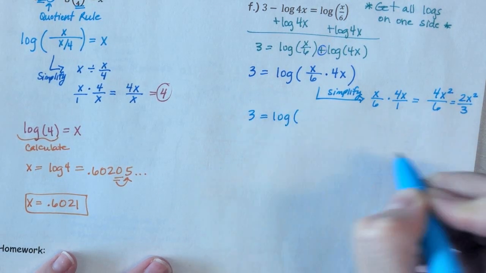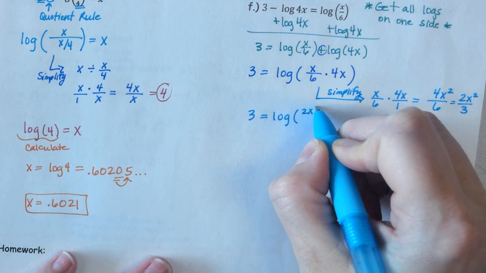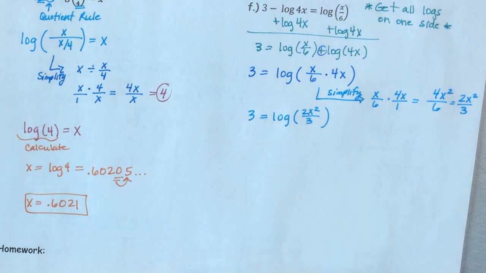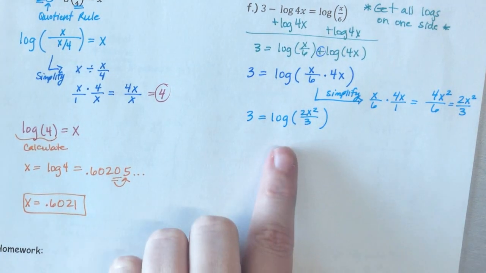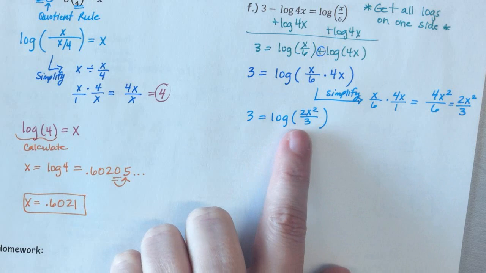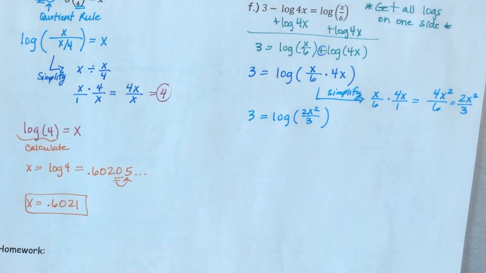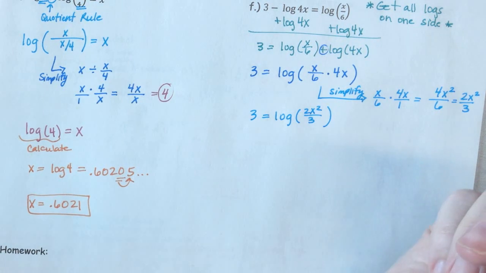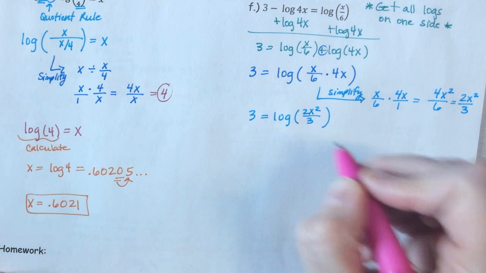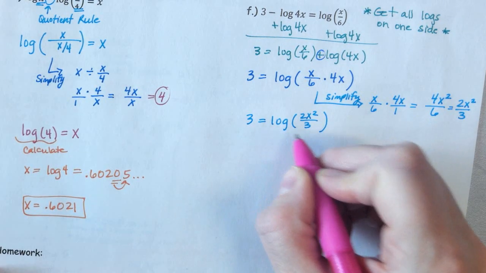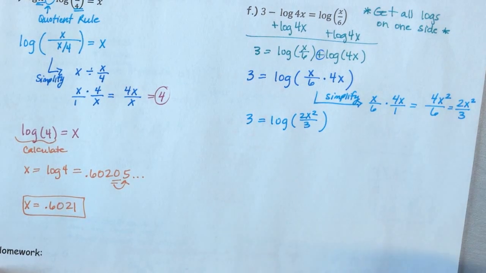3 equals the log of 2x squared over 3. And now I have a single log. So anytime I have a single log here, right, what do I want to do? You guys know what to do. Rewrite it, yeah, as exponential. Oh, and then you can't see the base, so what's the base?